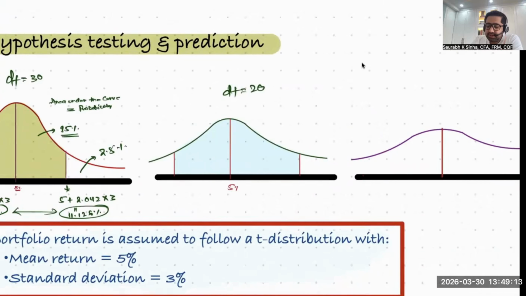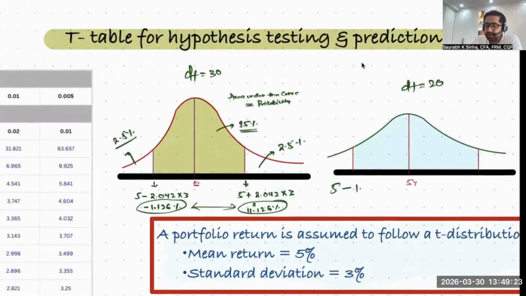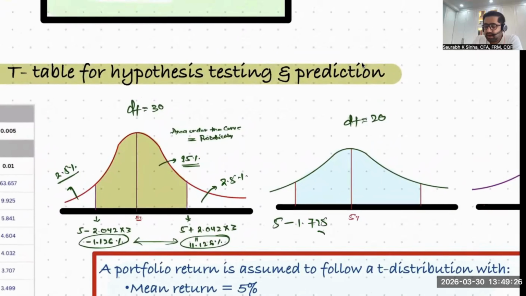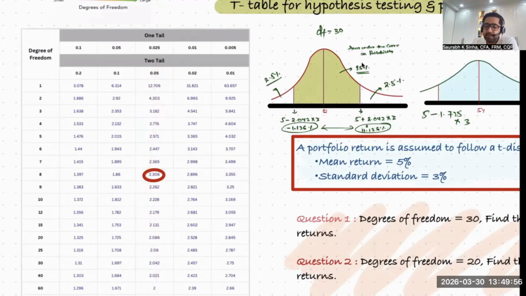So 90%: 5 minus 1.725 into 3, and 5 plus 1.725 into 3. And this would be your range at 90% probability. If you would have calculated at 95% probability, this is the column you will refer to, and the degree of freedom has decreased to 20, so you'll refer to 2.086.